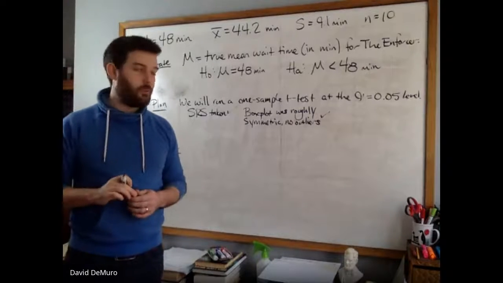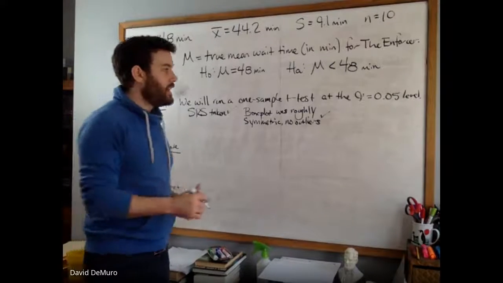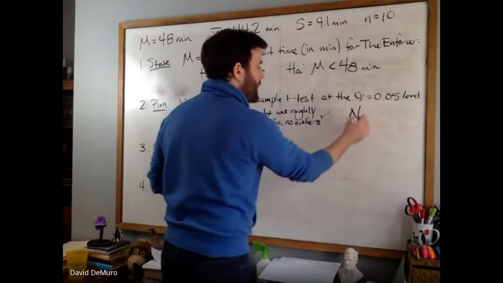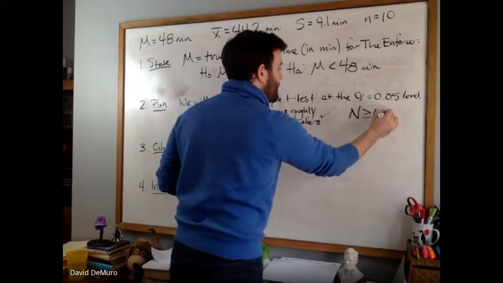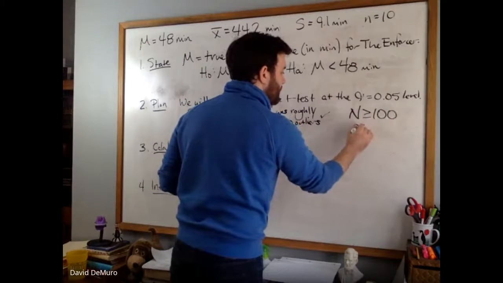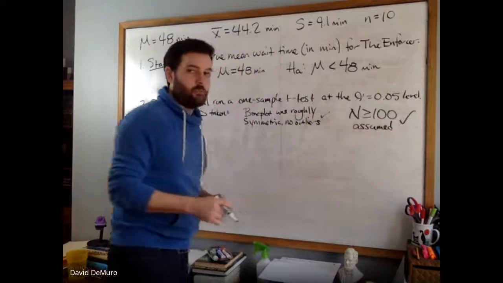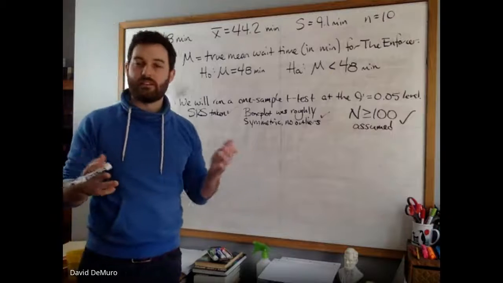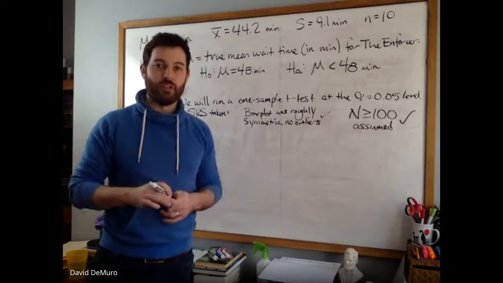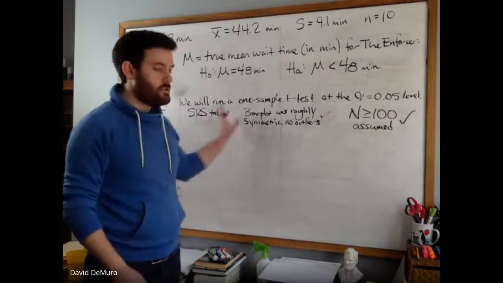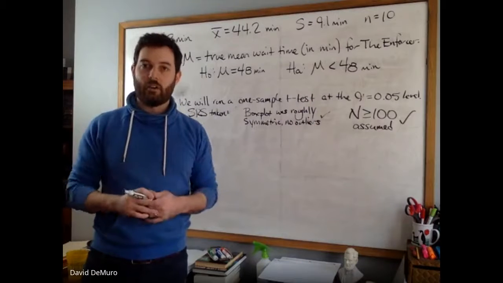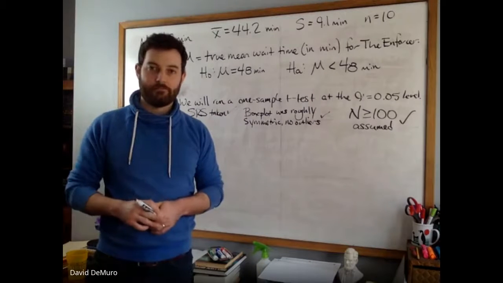And the third condition that we need is independence in our sample, and that we would need to have the population to be at least 10 times the sample size. Since our sample is 10, we would have to assume that there's more than 100 patrons at this amusement park, and that seems pretty reasonable to assume. So our three conditions are all met. We're good to go on running the one sample t test.